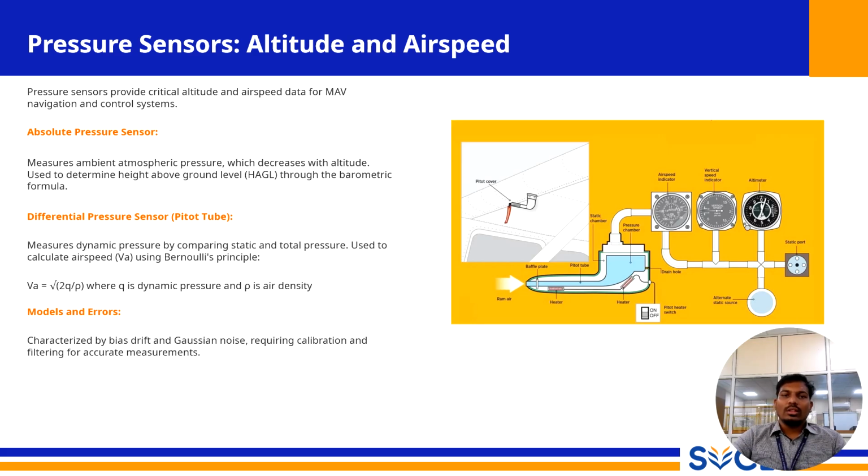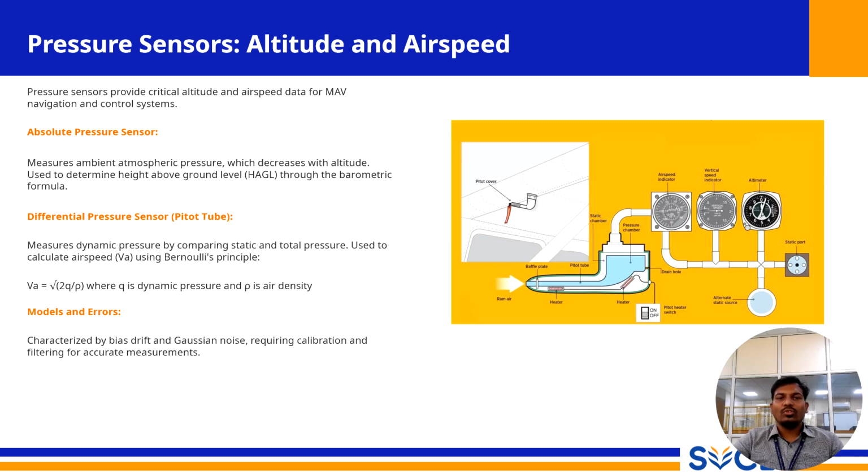The second type is the differential pressure sensor, which is most commonly implemented as a pitot static system or pitot tube. This sensor is not measuring altitude but is used for determining airspeed. It measures dynamic pressure by comparing static and total pressure.